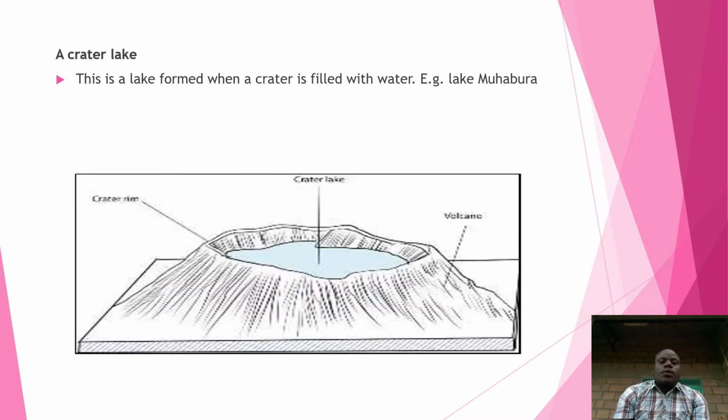Next, we have a crater lake. After understanding what a crater is, a crater lake is simple. It is a lake formed when a crater is filled with water. The depression, which we call the crater, with time is filled with water. And the name changes from a crater to a crater lake. So a crater forms first, and then when it is filled with water, it forms a crater lake. Most of the volcanoes have crater lakes. We have given the example of Muhabura.